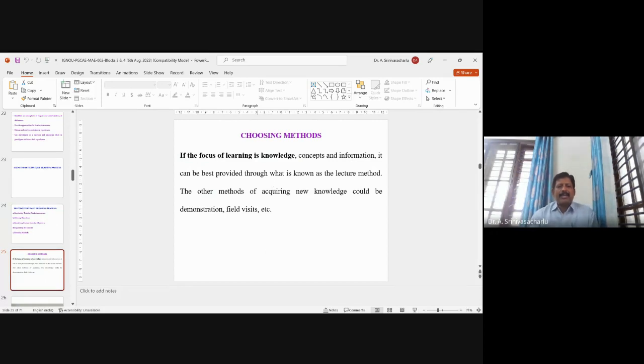If the focus of learning is knowledge, as I said, demonstrations, field visit, lecture method. Generally, lecture method is given more importance. Knowledge means I just give knowledge about how to apply, for example, for Aadhaar. If anybody has not applied for Aadhaar, I can tell them how to apply. If I show them, if I give demonstration, and training with respect to the steps, that means I can combine lecture method, demonstration, and even a bit of training also.